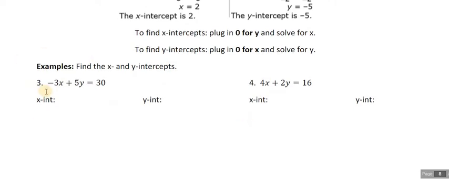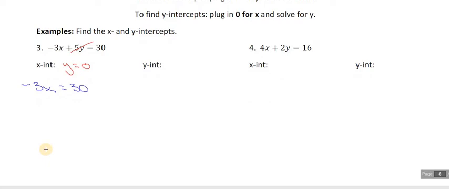Okay, so in example 3, if we want to find the x-intercept, it means we make y go away, so y equals 0. So be like, oh, see you later. We end up with negative 3x equals 30. We then divide both sides by negative 3 in order to solve for x. And we get x equals negative 10. So our x-intercept is negative 10, or the ordered pair, x is negative 10, y is 0.